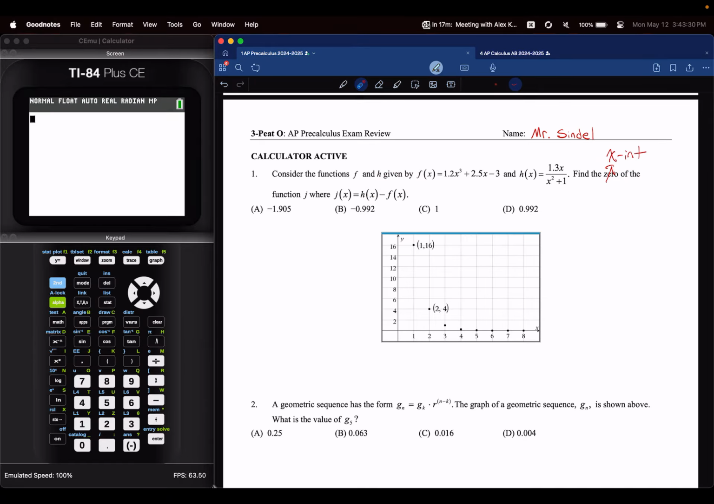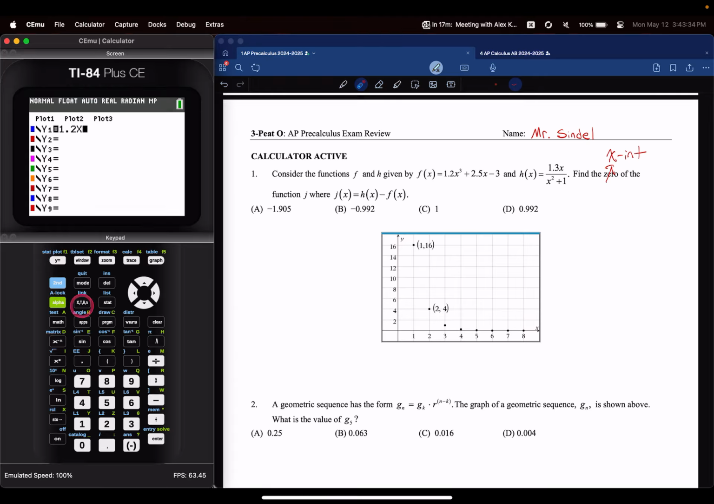So I'm going to come back to my calculator. I'm going to type in y equal to, and I'm going to type in my 1.2x to the power of 3, and then I'm going to add 2.5x, and then subtract 3. Okay, next equation is going to be 1.3x divided by, there's a bunch of stuff in the denominator, so make sure you use your parentheses. It's going to be x squared plus 1.